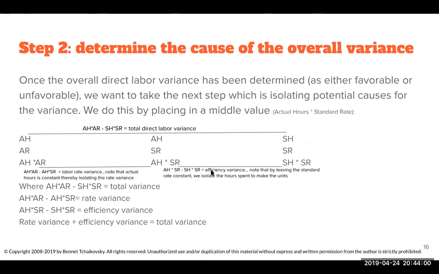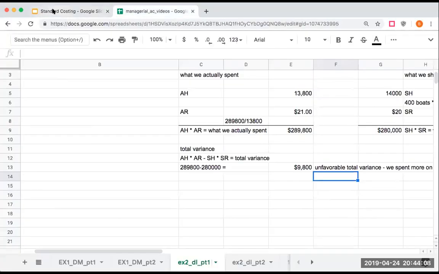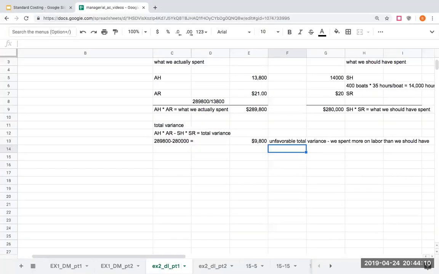What's important is that when we add up these two variances, they need to equal the total overall variance. So now I'm going to go to my next slide right here.